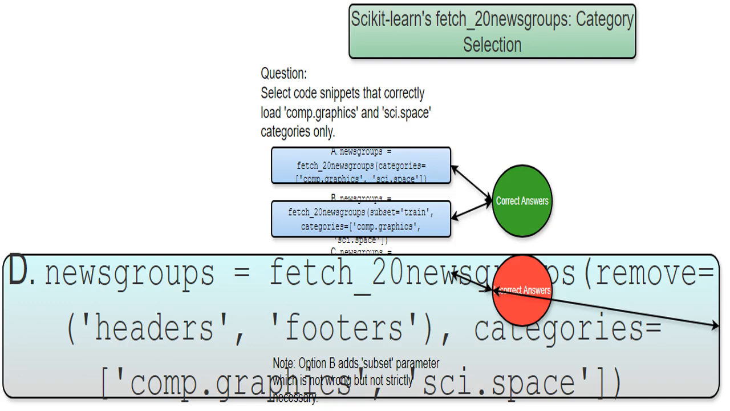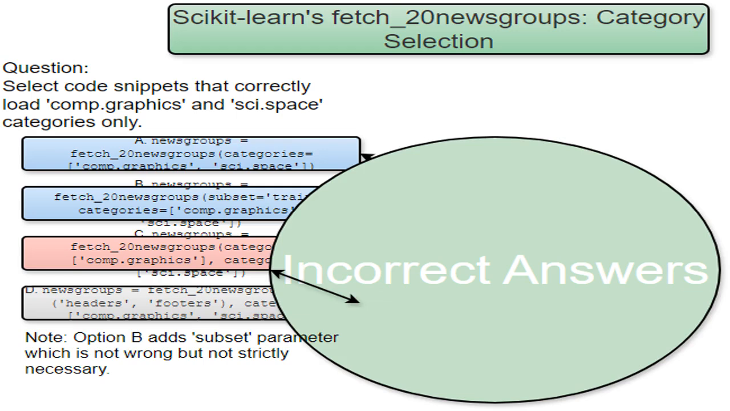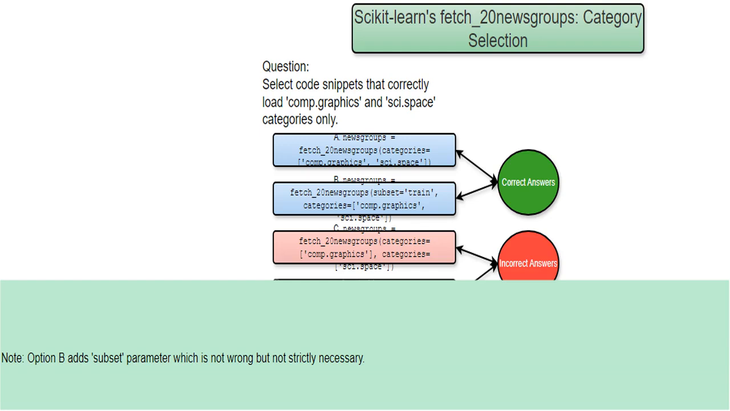This one's tricky. It correctly selects your categories, but also removes headers and footers. While not incorrect, it's extra. I only asked for the correct categories, not extra steps. A and B are both correct, because they successfully select comp, graphics, and space categories. C is wrong because it only keeps one category. D is correct in getting the right categories but does extra work. Option B is still correct, even though it adds unnecessary complexity. It still fulfills the requirement perfectly.